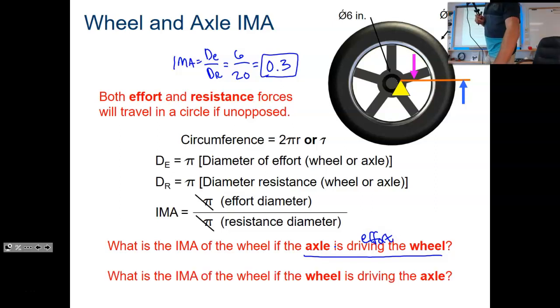Now you can switch that around, and you can have the wheel drive the axle. That means that you're turning the wheel, so the distance that you exert would now be 20. And the distance of resistance is now going to be 6. So 20 divided by 6, that's 3 and 1/3, so 3.3.